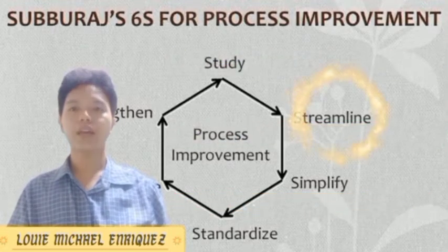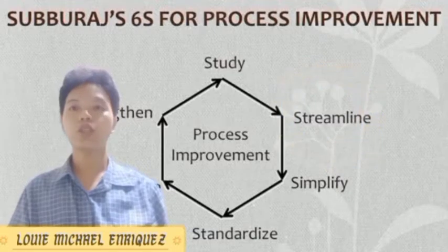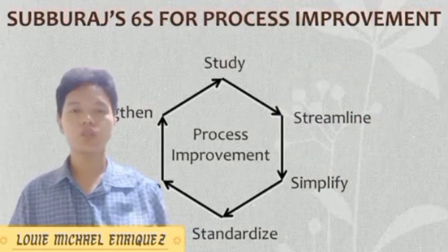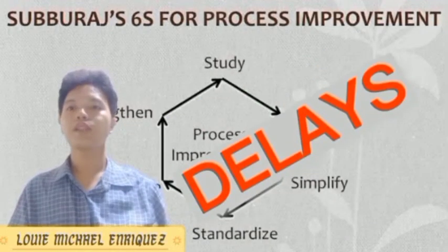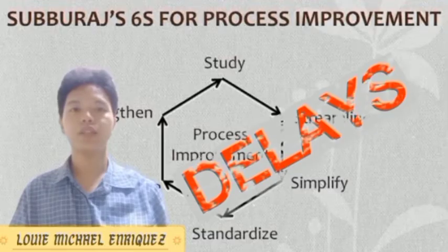Next is streamline, wherein the process strictly follows the smoothest schedule with the least resistance due to delays. Because delays, especially non-valuable resistance, affect the totality of the process and should be eliminated.